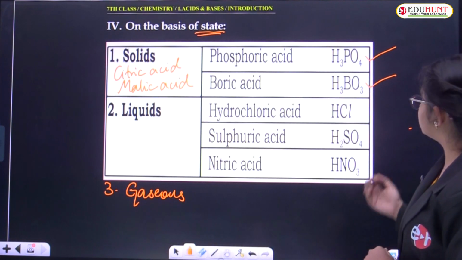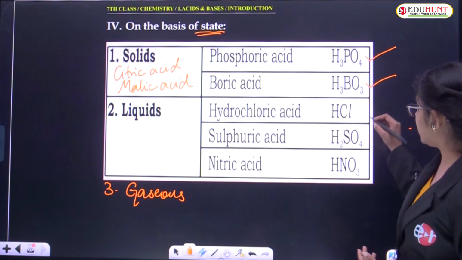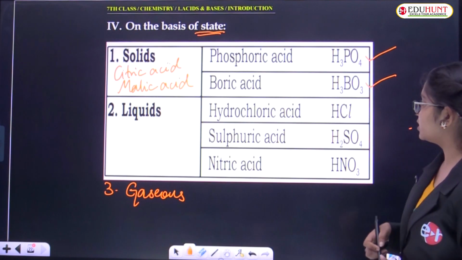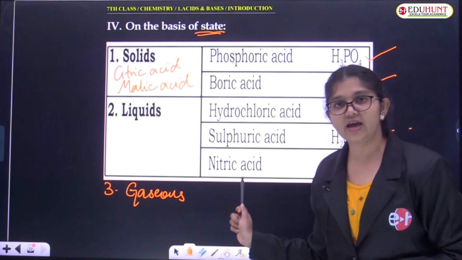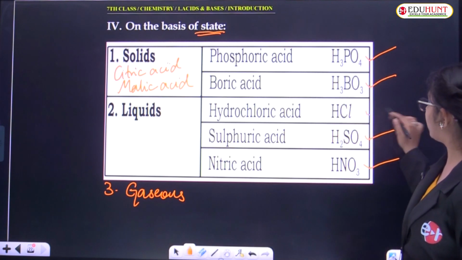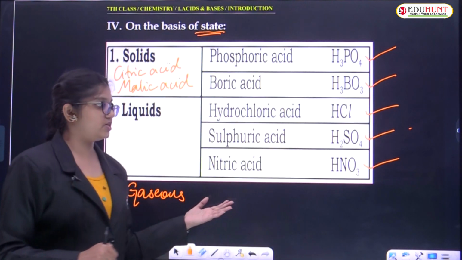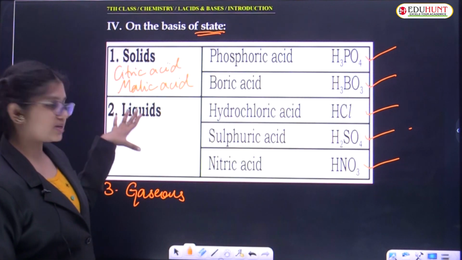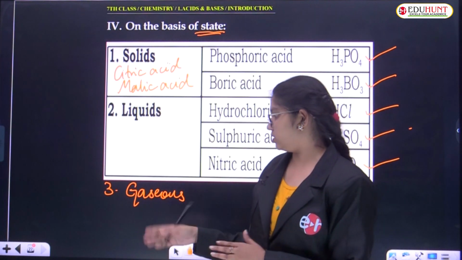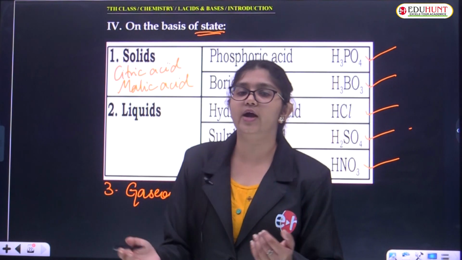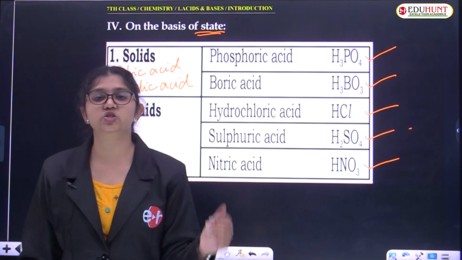Coming next are liquid acids, which are present in liquid form, such as hydrochloric acid HCl, sulfuric acid H2SO4 and nitric acid HNO3. These are based on the state, meaning solids, liquids and gaseous nature. Solids and liquids are very fine for you, and we also have gaseous, aqueous and other forms, which are not required much. So this is all about the classification of acids, children.